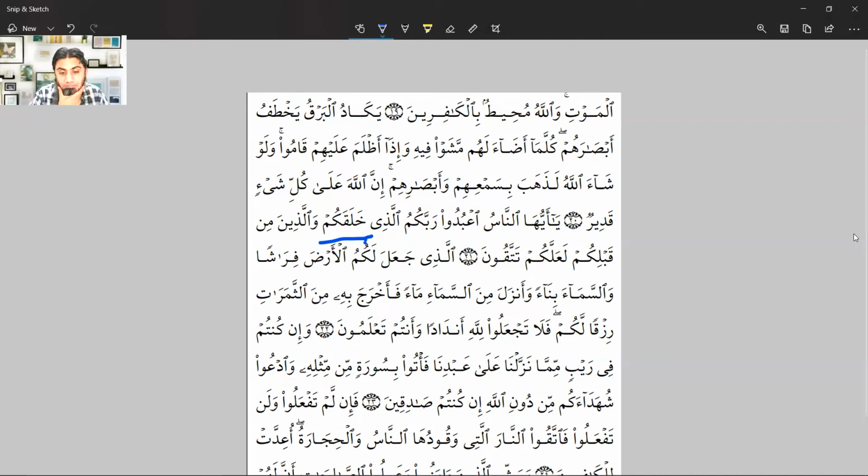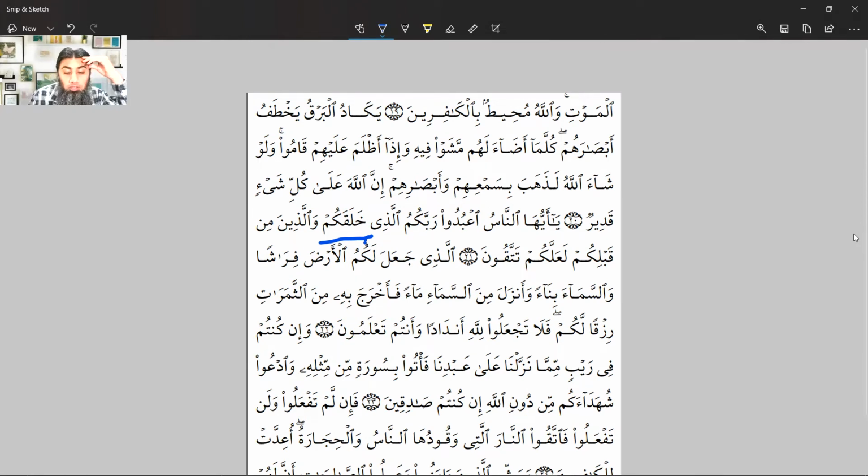Alladhi ja'ala. Alladhi is ism mawsul. Okay, Chazeb, first of all, this Alladhi is going to describe who? Rabba. Excellent. So we are going to get another sifa for Rabba. So this is the third jumlatul mawsula, because the first one was Alladhi khalaqakum, the second one was wa alladhina min qablikum, and the third one is Alladhi ja'ala. Excellent. Yes, Chazeb bhai.